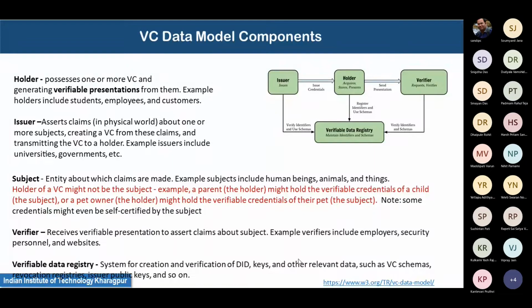example verifiers include employers, security personnel, and websites. Just as you can present your ID card to the security person while entering a building, similarly you can also present your VC for entering a building.